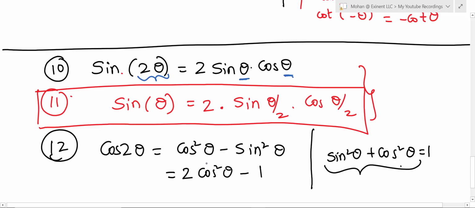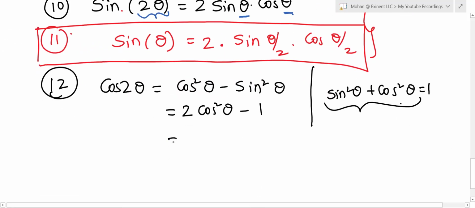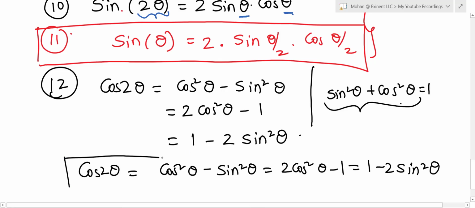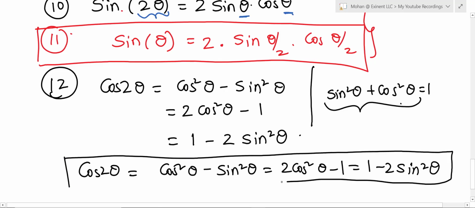The same formula, if I wanted to write only in sine square theta, replace cos square theta with 1 minus sine square theta. That will become 1 minus 2 sine square theta. So accordingly, according to the necessity, we will try to use the formula required. That is cos 2 theta will become cos square theta minus sine square theta, or 2 cos square theta minus 1, or 1 minus 2 sin square theta. We would use one of these according to the situation and necessity.